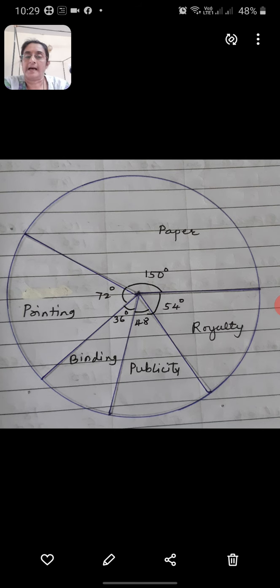Now take that line as a baseline. On that line you have to calculate the degrees for publicity, that is 48 degrees. So take 48 degrees on your protractor and then mark it. You will get the line for the next baseline for the next, royalty. So draw a line. Next for royalty it is 54 degrees.